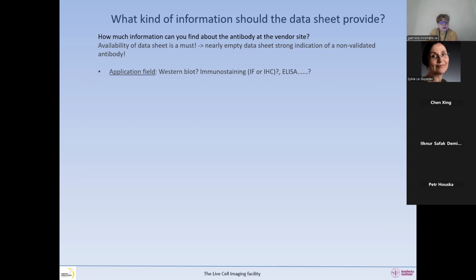What can I use this antibody for? In which application? Western blot, immunostaining, ELISA, immunoprecipitation. If you don't know the application field, or you get very poor information regarding it, you are not happy with the images or the Western blot that they provide, or you don't get any validation for your particular application field, then you don't buy it, or you have to validate it yourself.